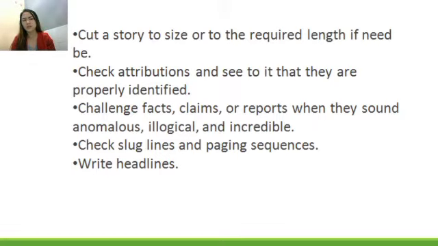Lalo na pag parang it sounds mali. Di ba minsan ganun tayo pag nagbabasa? Sometimes we cannot say that it's really wrong, but for us na parang mali. Mali sa pandinig ko or something na nakaka-offend siya. So we have to be very careful at that. Dapat alamin mo talaga yung facts. Then check the taglines and paging sequences and write headlines.